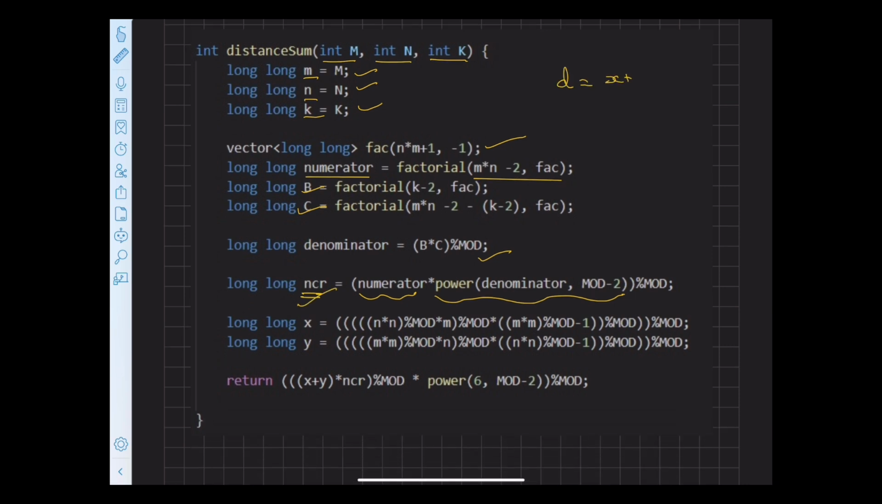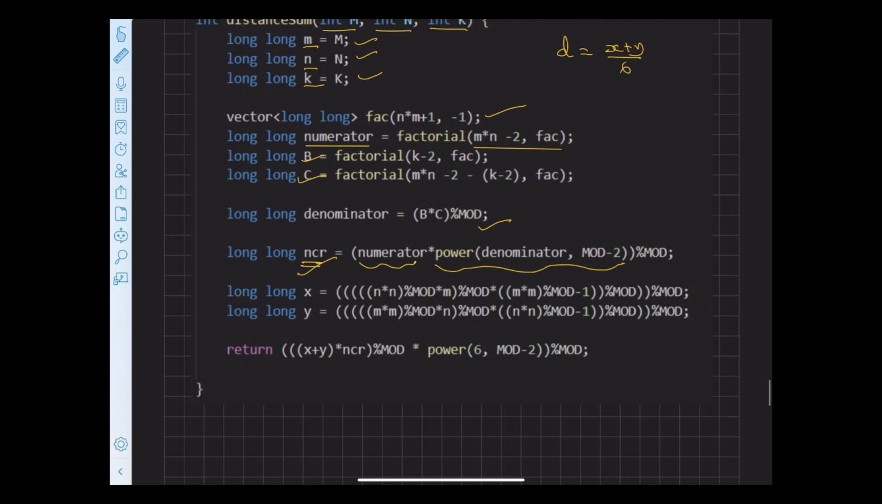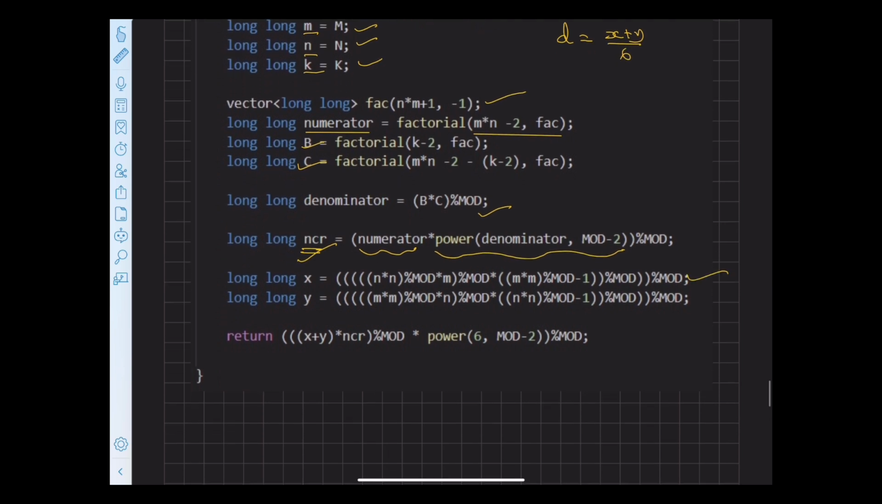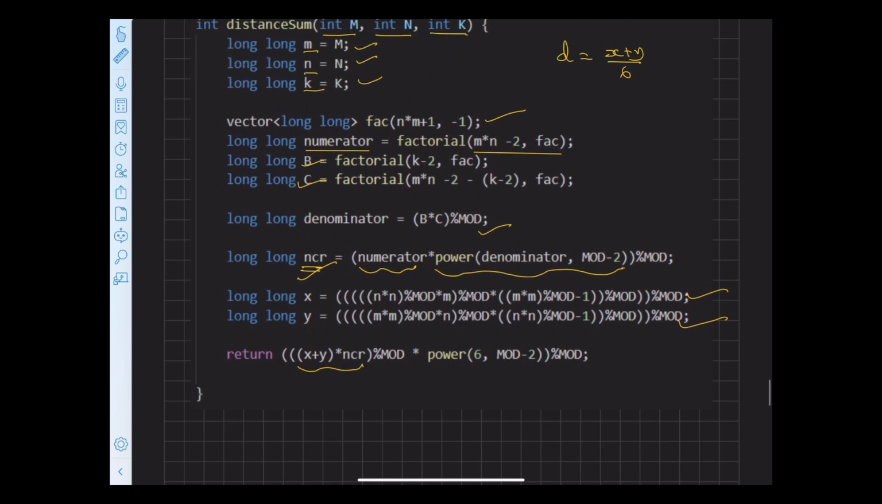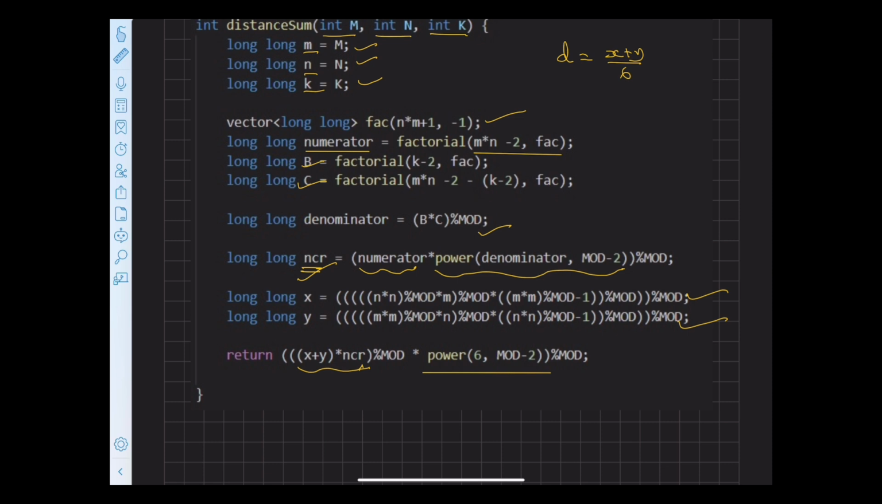D was what? X plus y upon 6, right? So we first calculated the x value, the y value, and then we did x plus y multiplied with ncr, and then we divided by 6. So this is again our inverse modulo, and finally we return our answer.